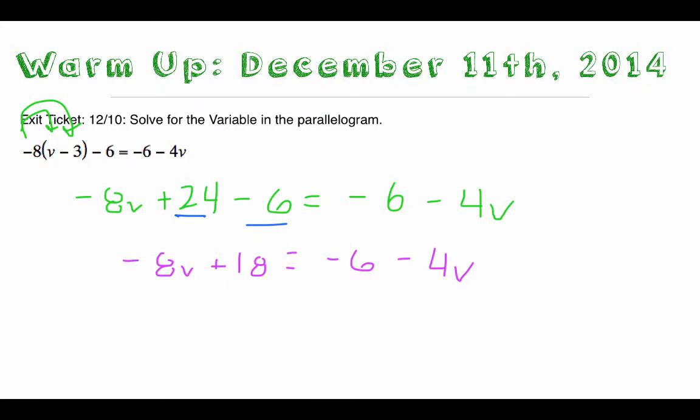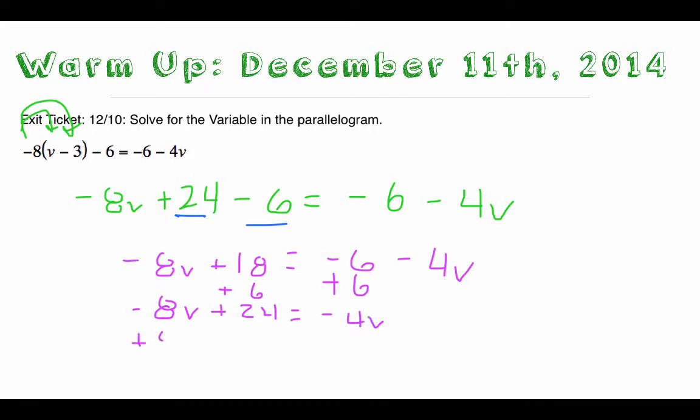Now I kind of left off on what I want to do here. There's a couple different ways you can do it. You can add 8v to both sides, or you can add 6 to both sides and work your way there. I'm going to choose to add 6 to both sides. You can do it the other way and you'll come up with the exact same answer, but I found this way easier for me to work with. So here's negative 8v plus 24 equals minus 4v.